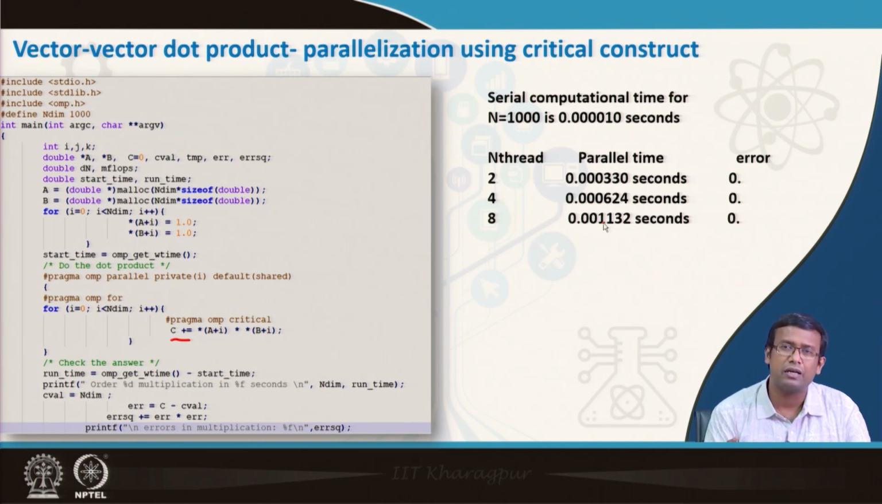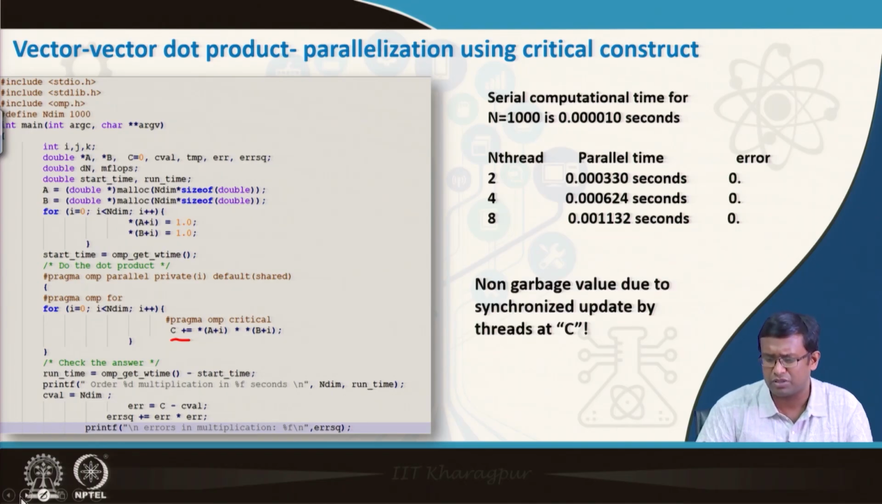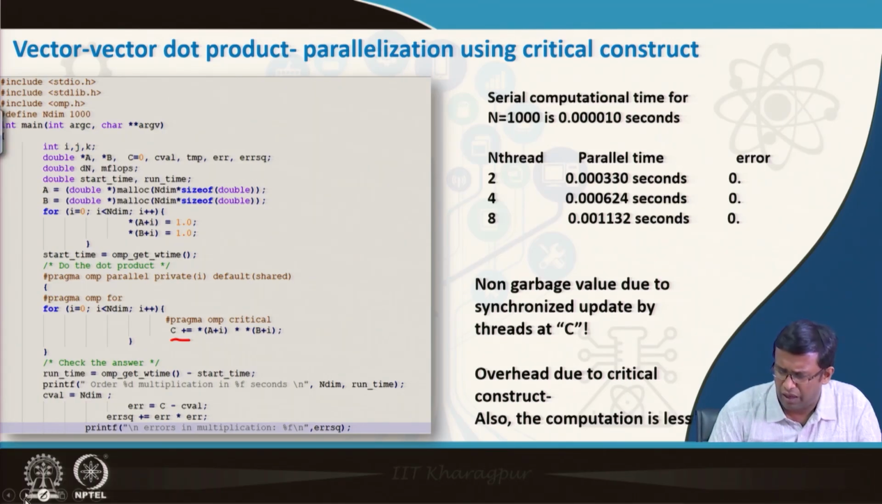Because the critical construct tells each thread to wait till the others have written. So, the time is increasing. However, the error is reduced because the contention has been reduced, with no garbage values due to synchronized updates of c by the threads, but there are overheads due to the critical construct. Well, the other way also, because the computation is less compared to the overhead, the time is increasing.